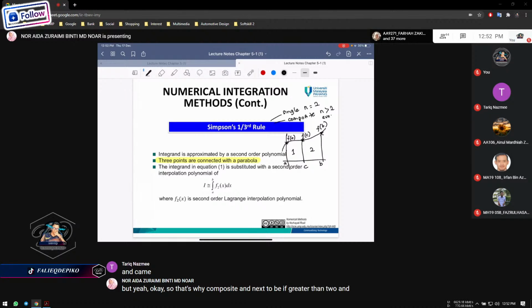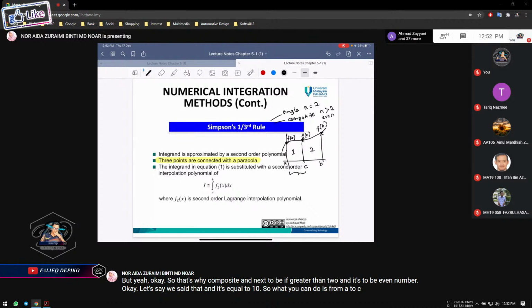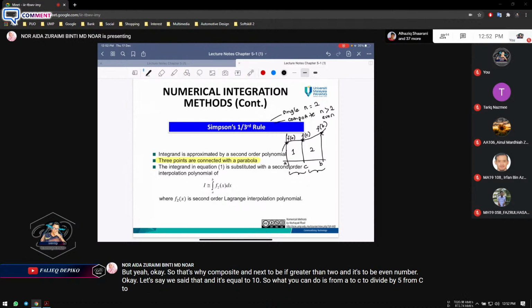Okay, so that's why composite n needs to be greater than 2 and needs to be an even number. Okay, let's say n is equal to 10. So what you can do is from A to C, you divide by 5. From C to B, we can divide 5. So 5 and 5, we will get 10, which includes point C.